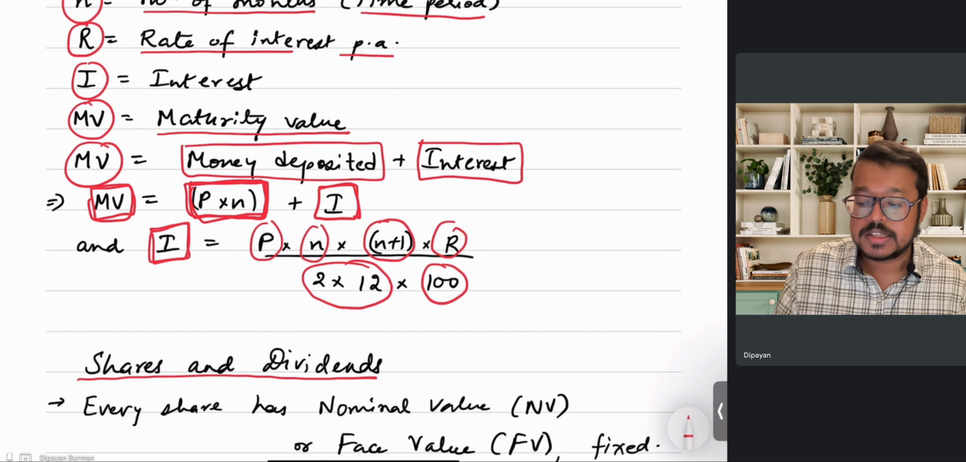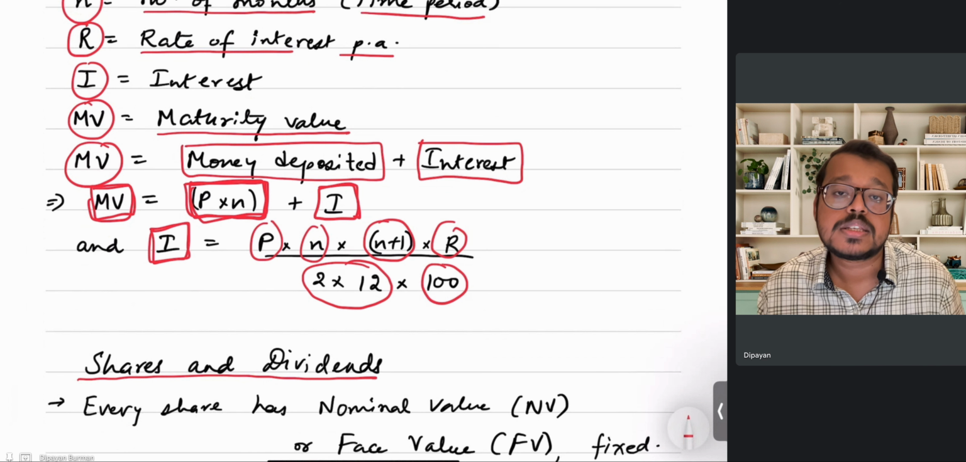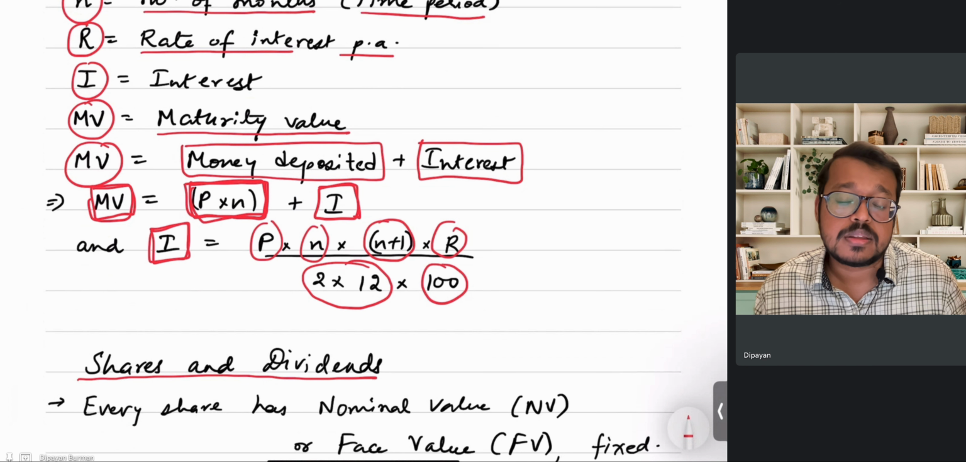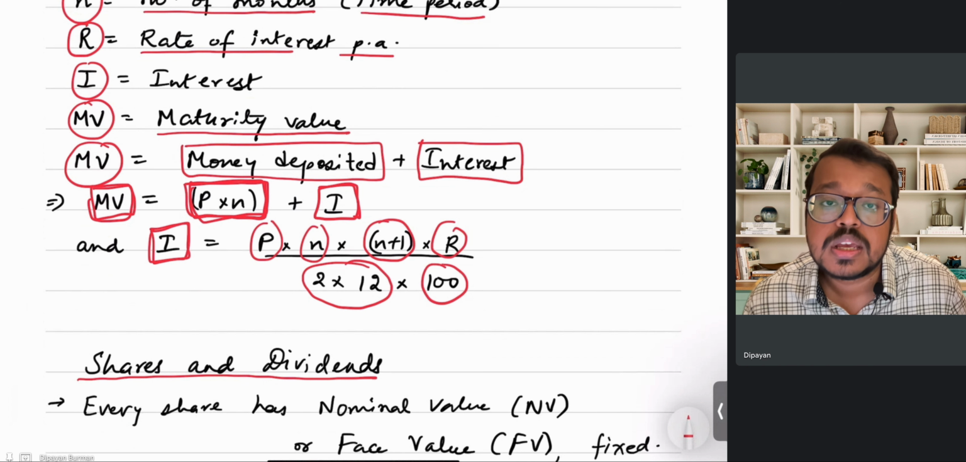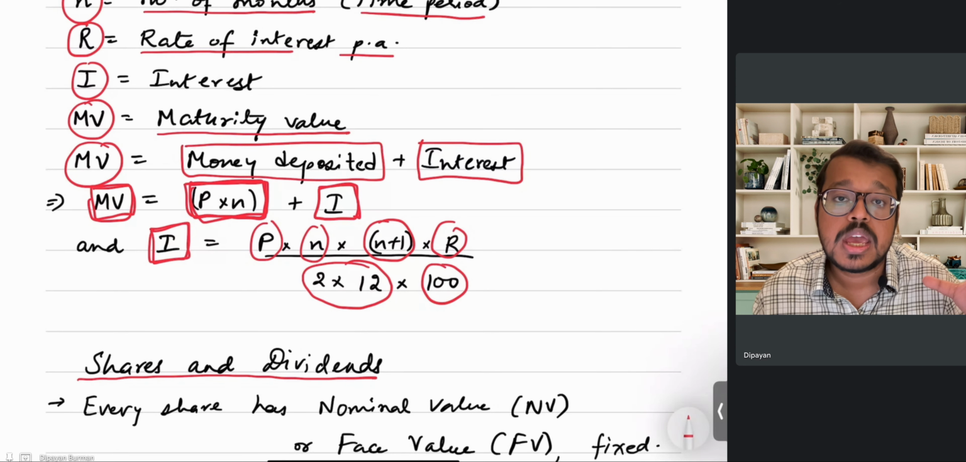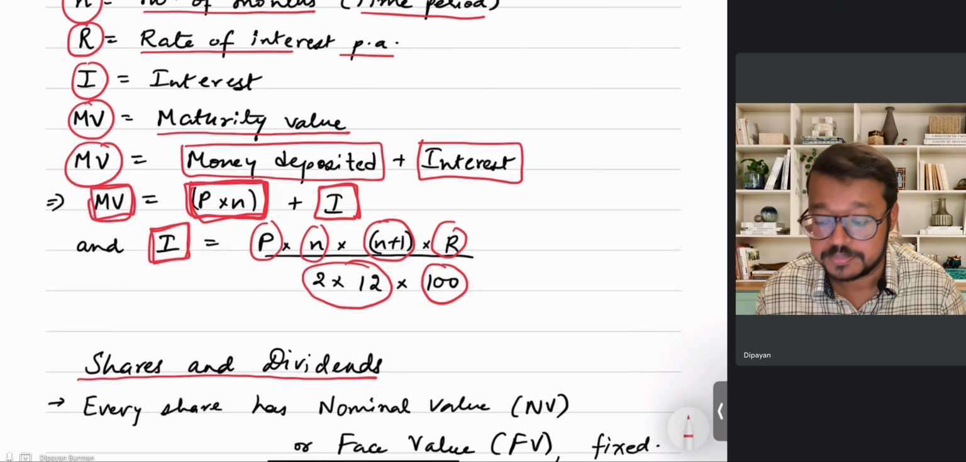There is a reason why the formula is written like this, but the idea is that when the person is depositing the monthly installment P for every month for n number of months, the interest is calculated for every month depending on how much money is available for the end of the month, and if you add up all those interests, this is the total interest.